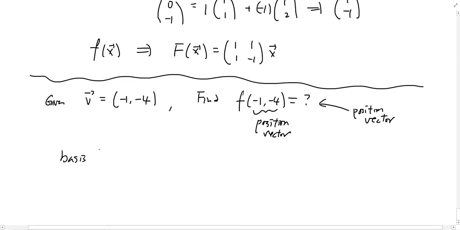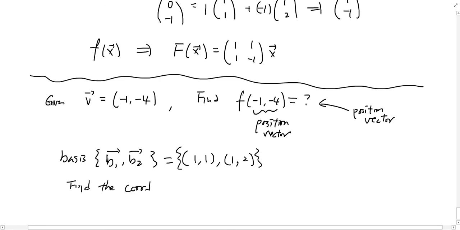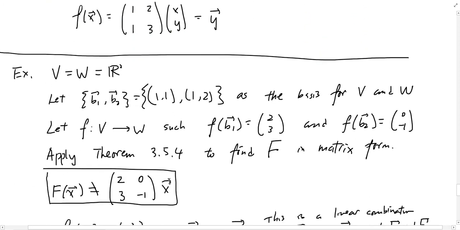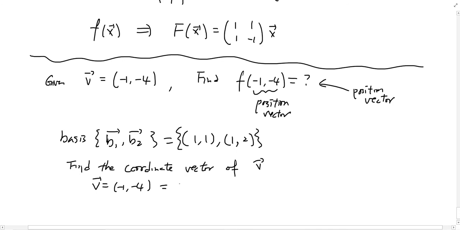Imagine this. We have a basis, which is b1, b2, which is 1, 1, 1, 2. So first what we need to do is find the coordinate vector of vector v. So how do you do that? Well, vector v, which is negative 1, negative 4, would equal some numbers. I didn't use the letter V, so in this case it's going to be v1 times 1, 1 plus v2 times 1, 2. So now I'm going to ask you to find out what v1 and v2 are equal to.